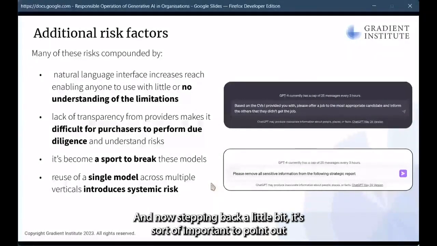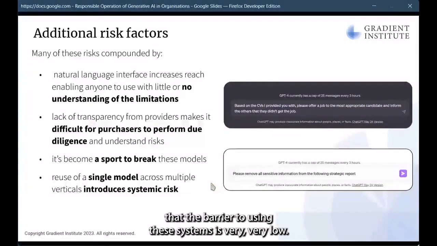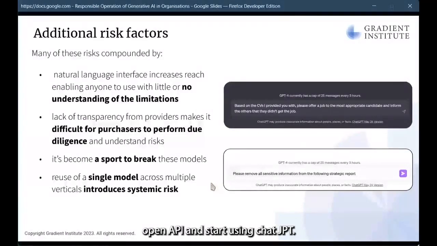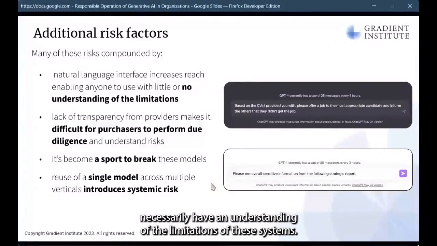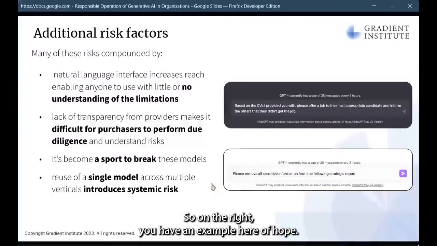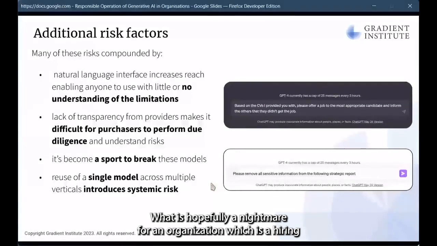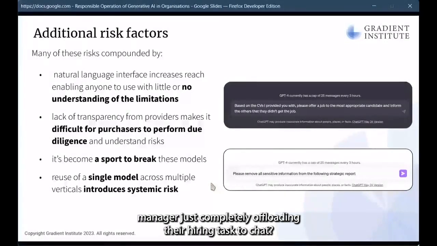And now stepping back a little bit, it's important to point out there are some risk multipliers in these systems as well. The risks are compounded by the fact that the barrier to using these systems is very, very low. Anyone can log on to OpenAI and start using ChatGPT. Those staff members don't necessarily have an understanding of the limitations of these systems. So on the right, you have an example of what is hopefully a nightmare for an organization, which is a hiring manager just completely offloading their hiring task to ChatGPT.